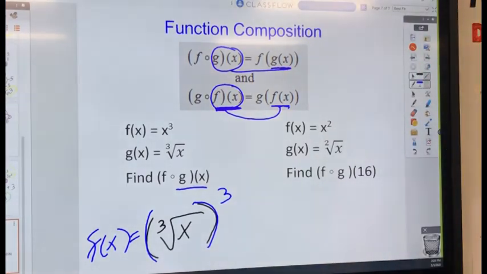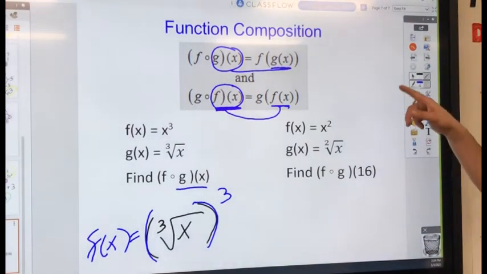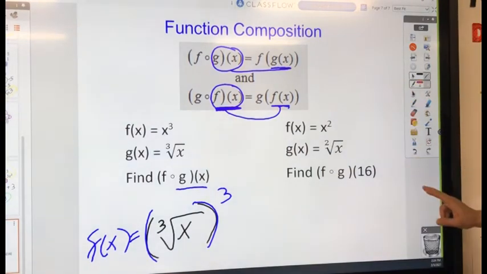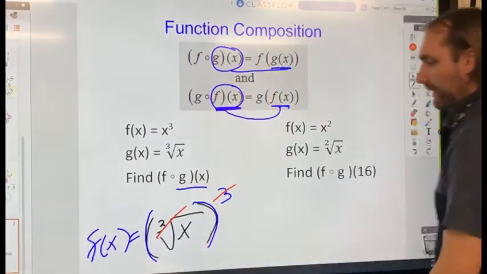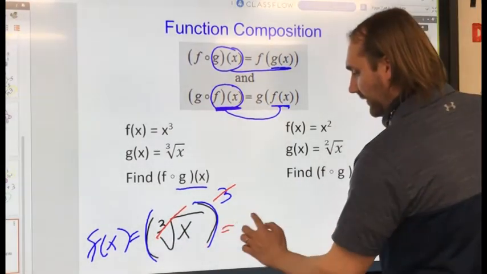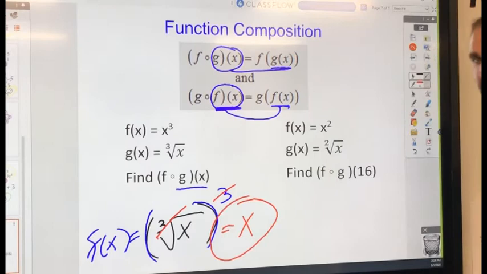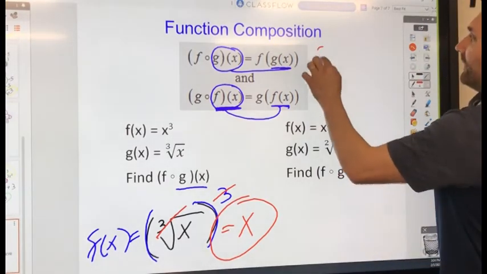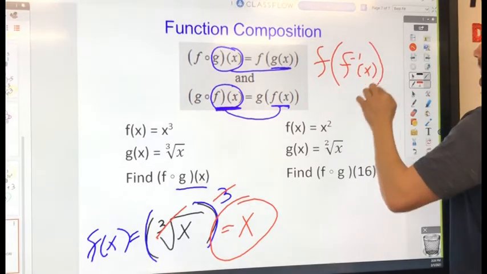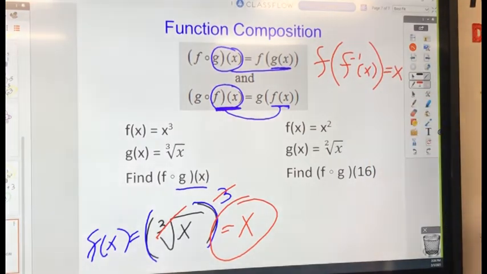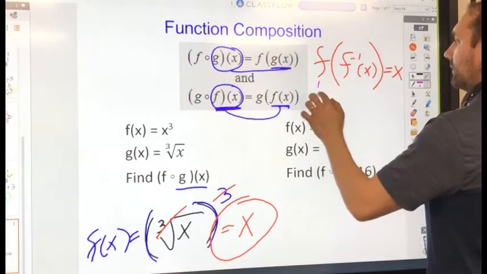And what happens when you have the cube root of a number cubed? Doesn't it cancel? Yep. And all I get left is an x. Very good. Y'all remember that from Algebra 2. So this leads into an interesting thing. If I had the function composition of a function with its inverse, what I get out of that is just the variable. These cancel. Yep.